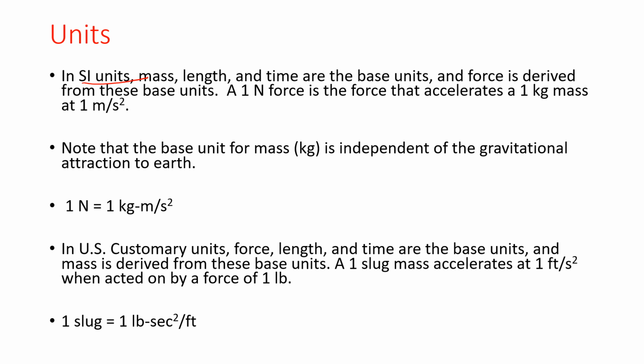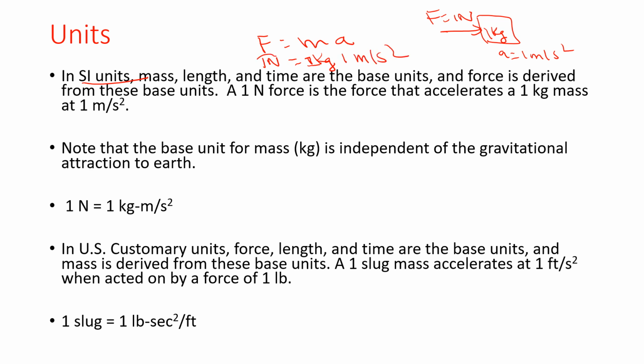So in SI unit, 1 Newton is, if you have a body of 1 kg mass moving with the acceleration of 1 meter per second square, then we say that force applied is 1 Newton. So force is 1 Newton when you have a mass of 1 kg moving with the acceleration of 1 meter per second square. That's how 1 Newton is defined. And 1 Newton is 1 kg meter per second square.